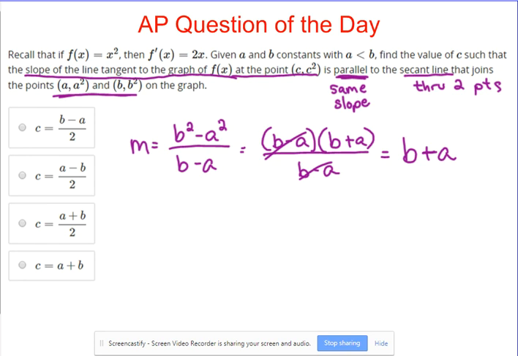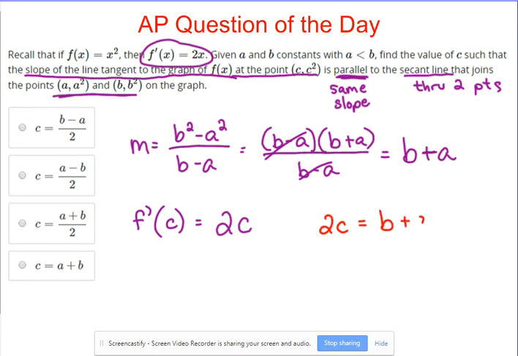So tangent line, I should be thinking derivative of f. They gave it to me. So we want it at this specific point, f prime of c. F prime of x is 2x. So f prime of c must be 2 times c. Okay, and it's the same. They're parallel, so they have the same slope, so that we can set these equal to each other.